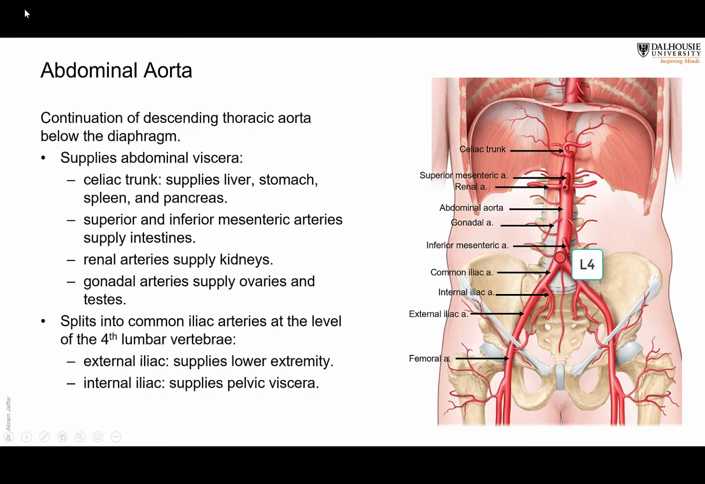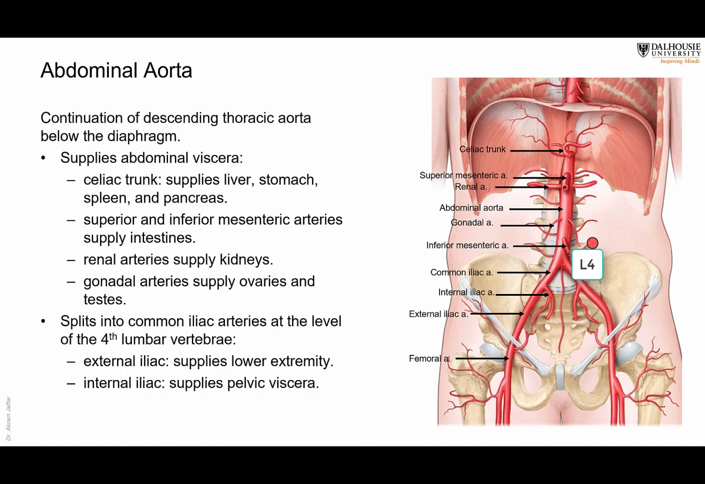So the abdominal aorta has multiple branches. Some of them supply the gastrointestinal tract. These are unpaired branches. The first one is the celiac trunk, then the superior mesenteric, and then the inferior mesenteric. You need to know which structures are supplied by which.